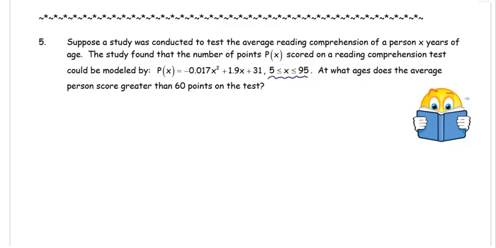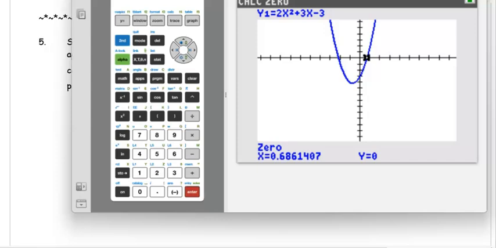Now, we want this equation, negative 0.017x squared plus 1.9x plus 31. We want to know when this is going to be greater than 60 points. So if I put my 60 in for P of x there, we're going to say 60 is less than negative 0.017x squared plus 1.9x plus 31. This value right here is greater than it. We want this to be above 60. So to do this, we're going to put this into our calculator.